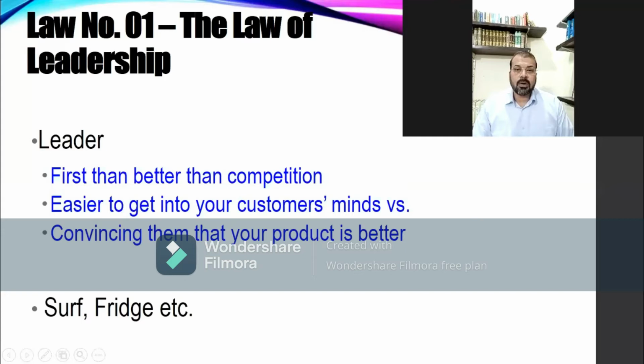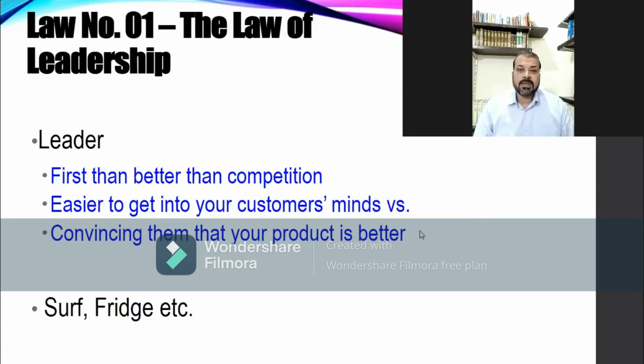Okay, so law number 1, the law of leadership. This is a wonderful law, and I like it. This is very important for new launches, because when you are launching a new product, you do a lot of research work before that. If you are entering a market where no other product is available, or products are available but no one else has the features that you are presenting, or you can develop a subcategory and enter as the first product in that segment, then that will be very beneficial.